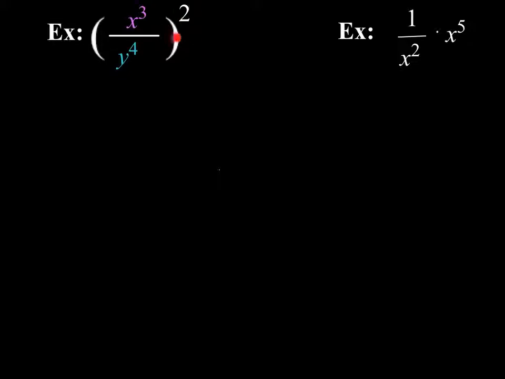So here I need to get rid of my parentheses by raising everything inside to the exponent of 2. Since it's a quotient, we can do x to the 3rd to the 2nd. If I apply my power to a power rule, I get to multiply and get x to the 6th. Y to the 4th to the 2nd would be y to the 8th.